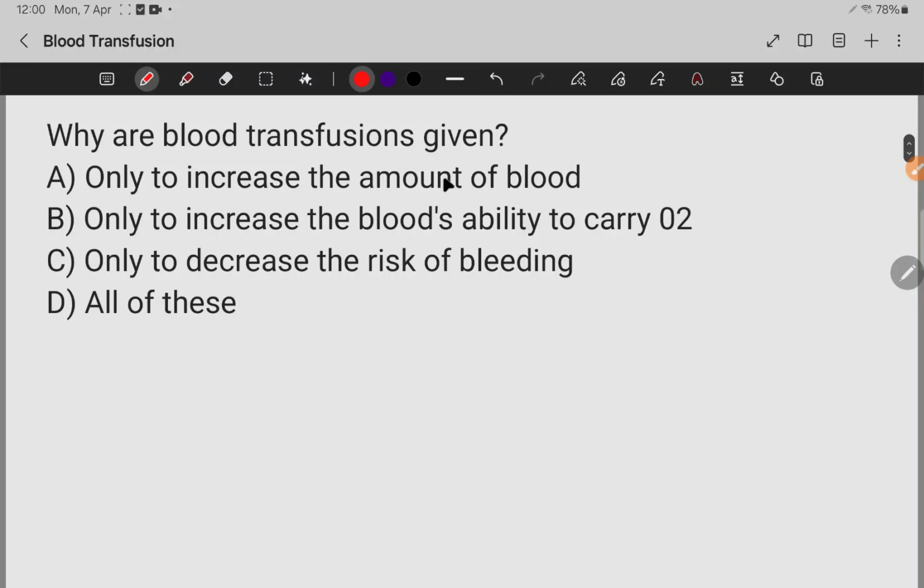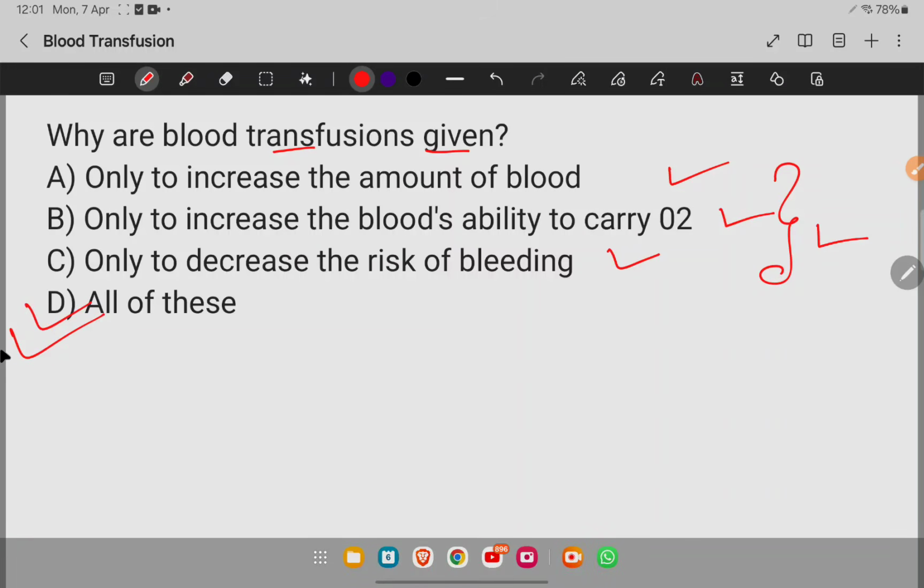Next question. Why are blood transfusions given? Only to increase the amount of blood. Only to increase the blood's ability to carry oxygen. Only to decrease the risk of bleeding. Among these, we don't have to choose only one option, all three are correct. That is why our correct answer is all of the above.